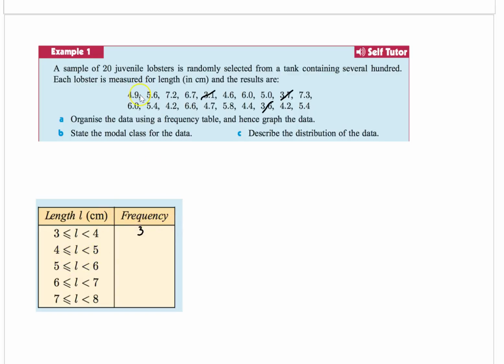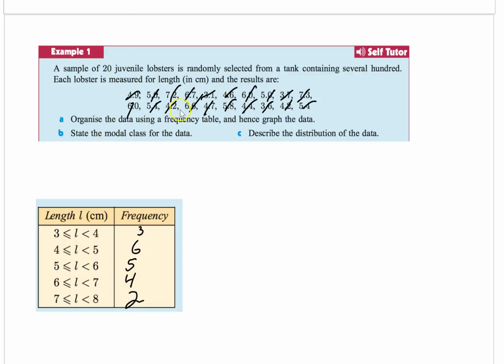Between 4 and 5, 1, 2, 3, 4, 5, and 6. So there's 6 between 4 and 5. Between 5 and 6, right? 1, 2, 3, 4, 5. 5 of those. Between 6 and 7, 1, 2, 3, 4. So 4 of those. And finally, between 7 and 8, looks like there's only 2. That one and that one. So that's my frequency table.